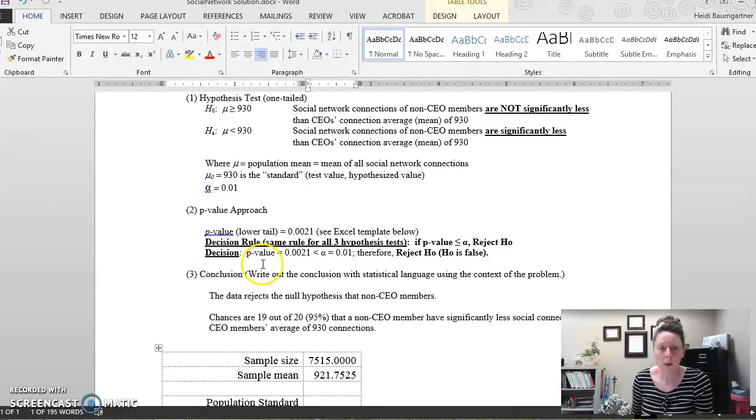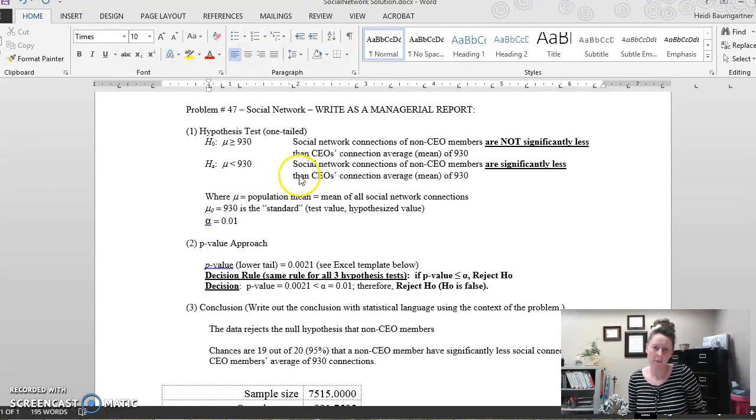So your decision rule: the p-value of 0.0021, I standardly use four decimal points just for clarity's sake. So 0.0021 is less than the alpha value of 0.01. Therefore, we need to reject H0, meaning H null is false. So we need to reject the null hypothesis that social network connections of non-CEO members are not significantly less than the CEO connection average of 930 connections.